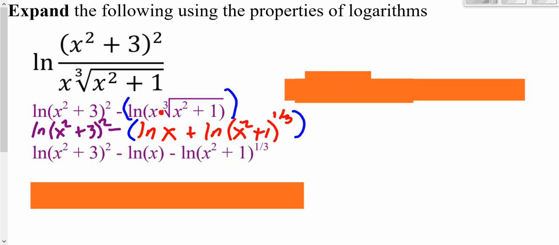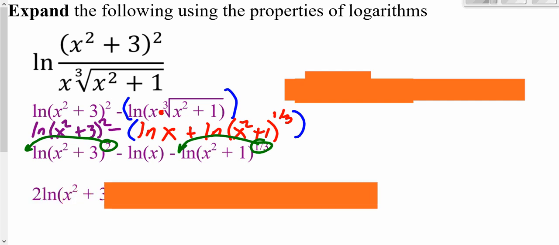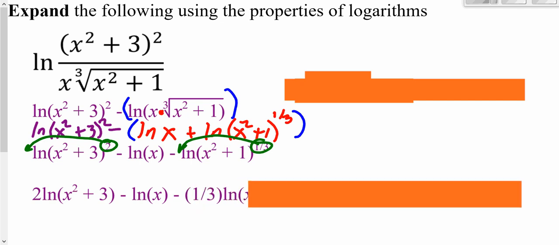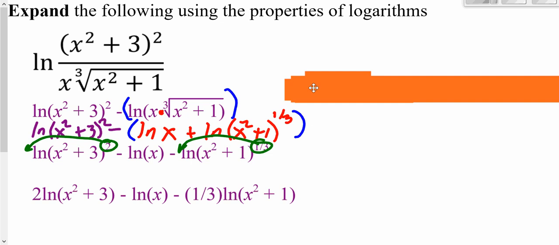And now you have exponents after your logs that you could put down in front. And so you get 2 natural log of x squared plus 3, minus natural log of x, minus 1/3 natural log of x squared plus 1.